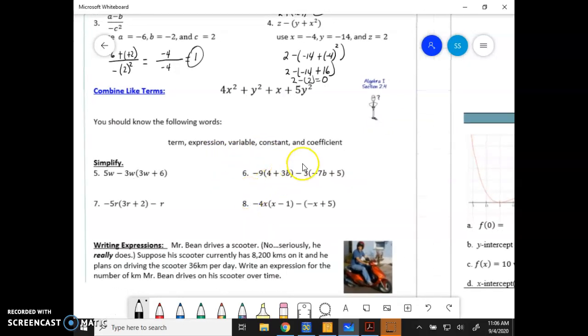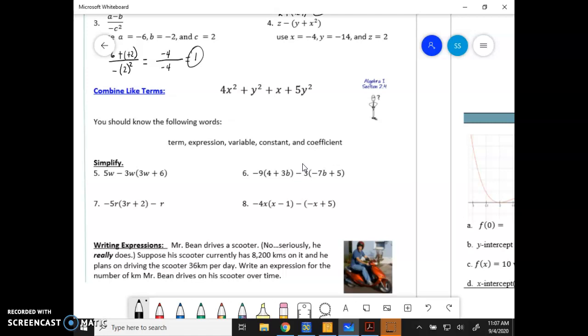Now we're going to look at combining like terms. I'm going to go ahead and erase this. All right, combining like terms. So just remember that like terms have to have the same variable, so they have to have the same letter, and those letters have to be raised to the same power. Okay? So this 4x squared is not a like term with this x. Even though they both have x's, this one is raised to the power of 1, not the power of 2.